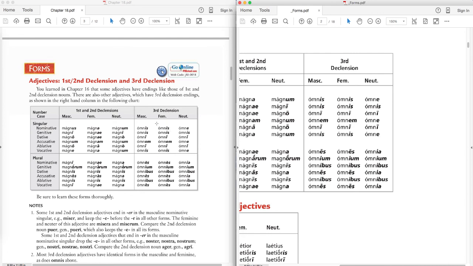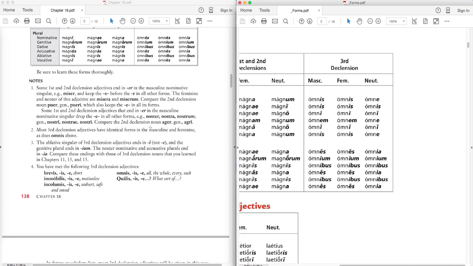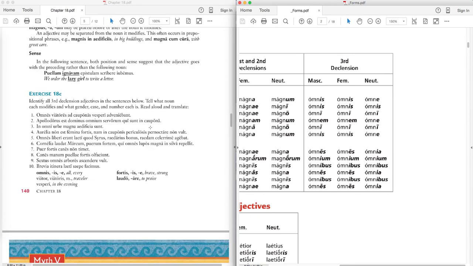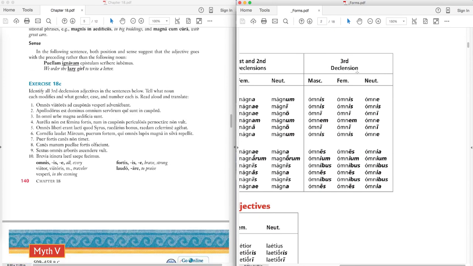So I'm going to go back to the exercise here and we're going to work through a couple of these. So I'm going to keep the third declension chart open on the right here so we can refer to it. And we're going to identify adjectives from the third declension as they appear. So right off the bat, when we look at number one, we see omnes. So again, this is the example for the chapter. So that's definitely your first third declension adjective there.